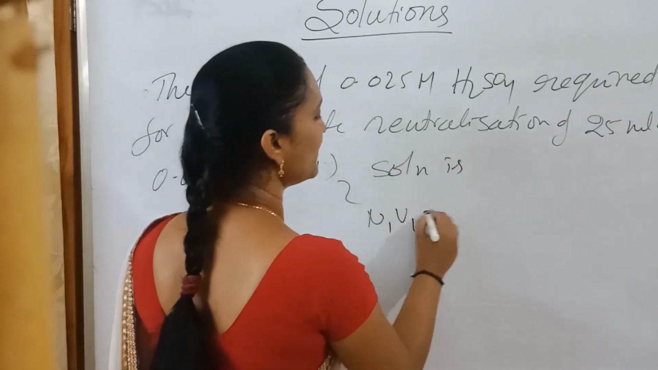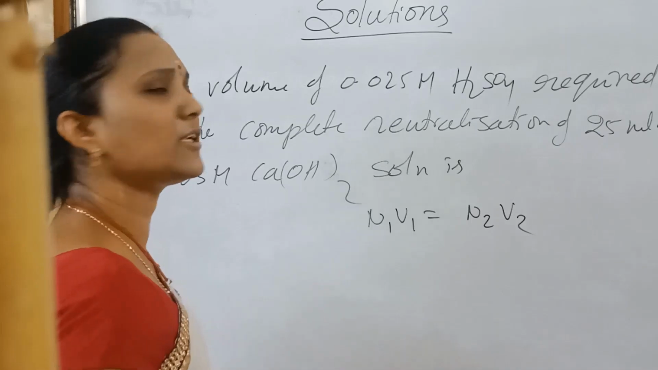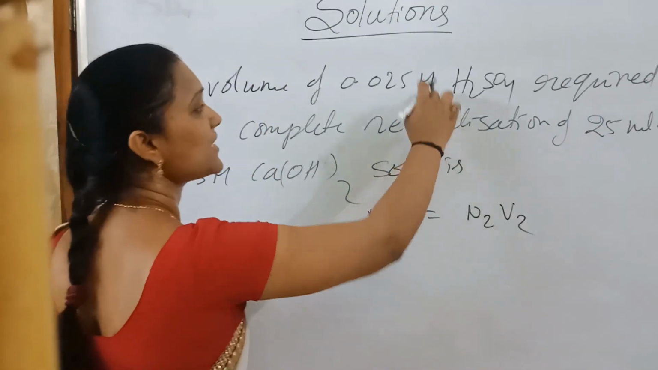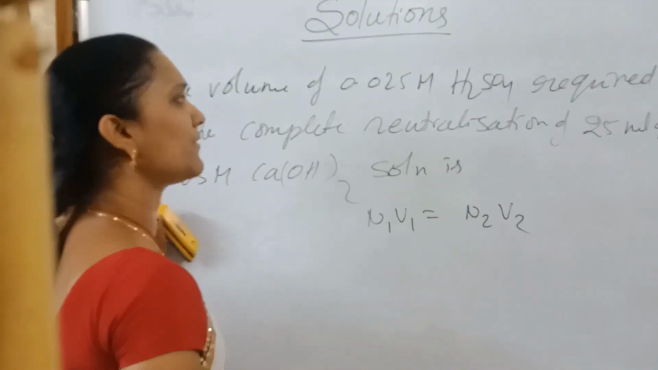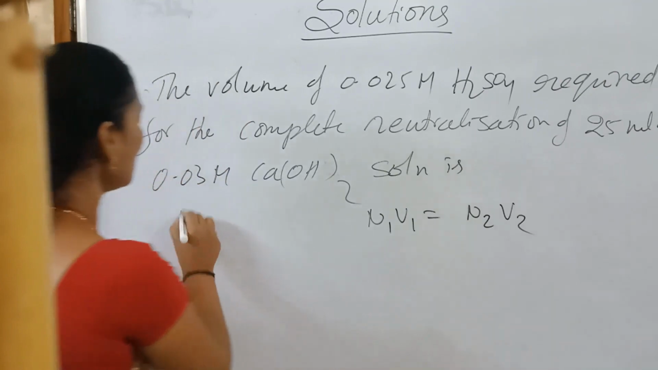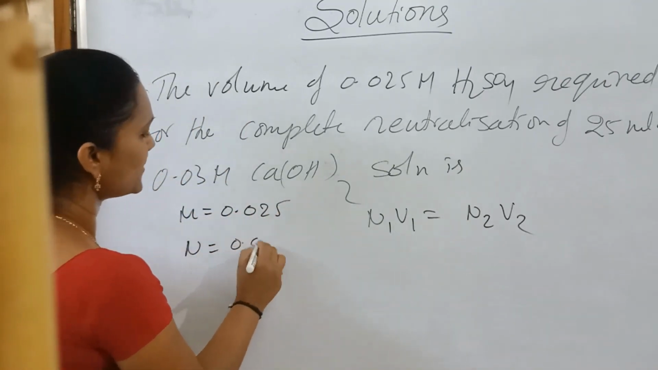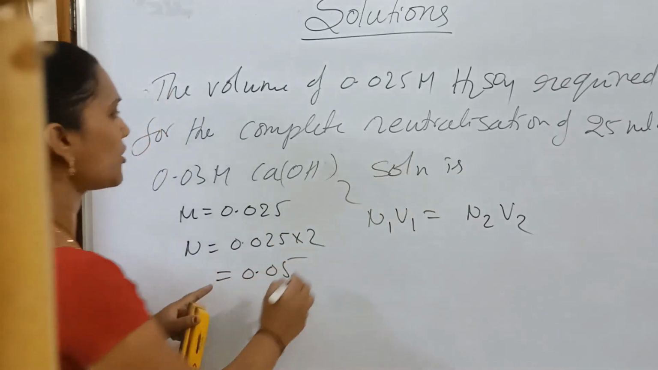What is that? N1 V1 is equal to N2 V2. Nothing but convert this molarity to normality. Anyhow we know normality is equal to n into M. Sulfuric acid, what is the n value? 2, two replaceable hydrogens. Molarity given is 0.025, then normality is 0.025 into 2, it is 0.05. Okay, this is the normality.